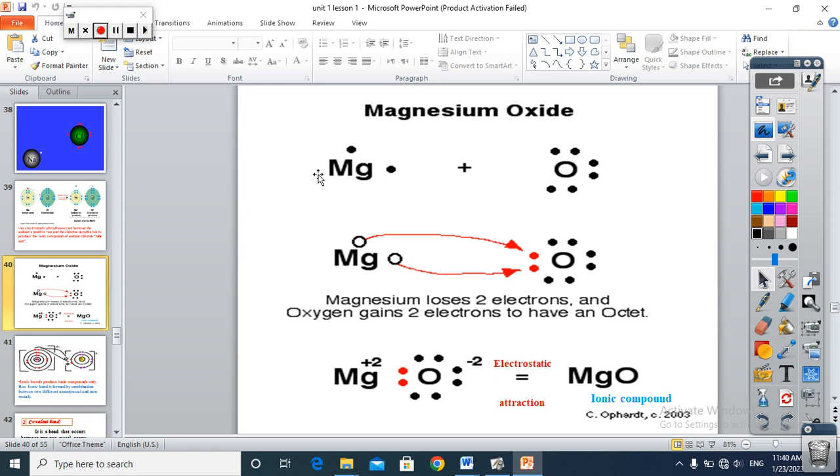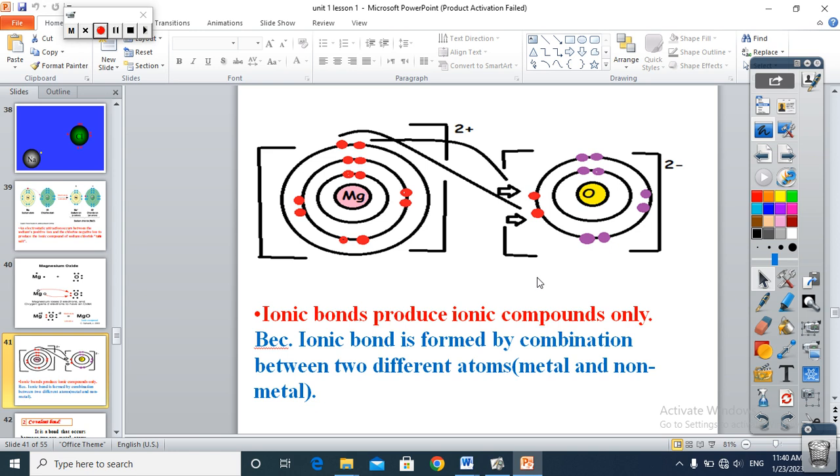As in magnesium, magnesium loses two electrons and oxygen gains two electrons. When the magnesium loses them, the oxygen takes them to form an electrostatic attraction bond between them. This bond is called ionic bond, as we said. As we see in this figure, ionic bonds produce ionic compounds only. Why? Because ionic bond is formed by combination between two different atoms, metal and nonmetal.